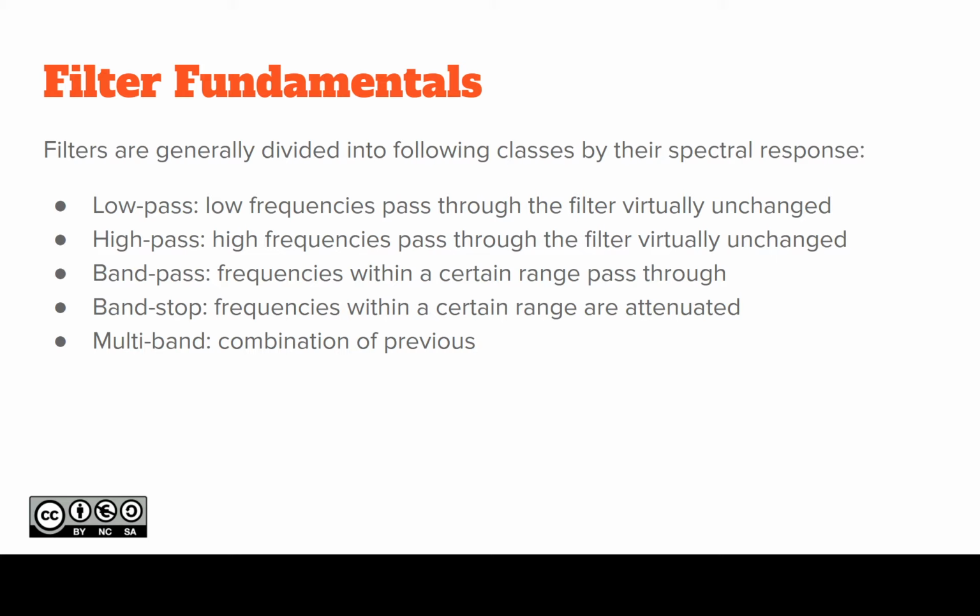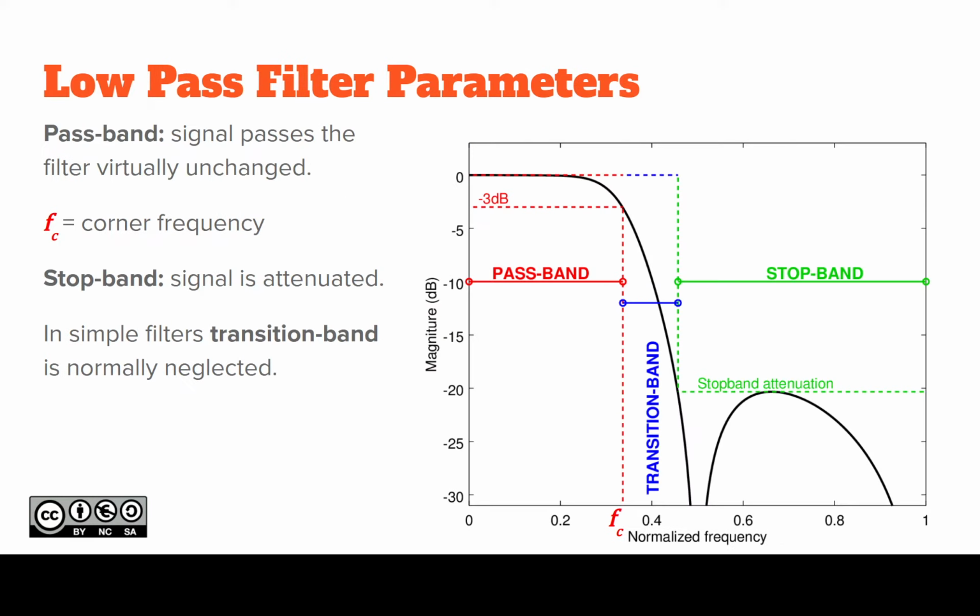Band pass, you can guess that one. There is a band, or certain range of frequencies, which are passing through. Band stop means that you will attenuate a certain frequency, and then we have these multi-band filters, which are practical. It's just a combination of the previous filters.